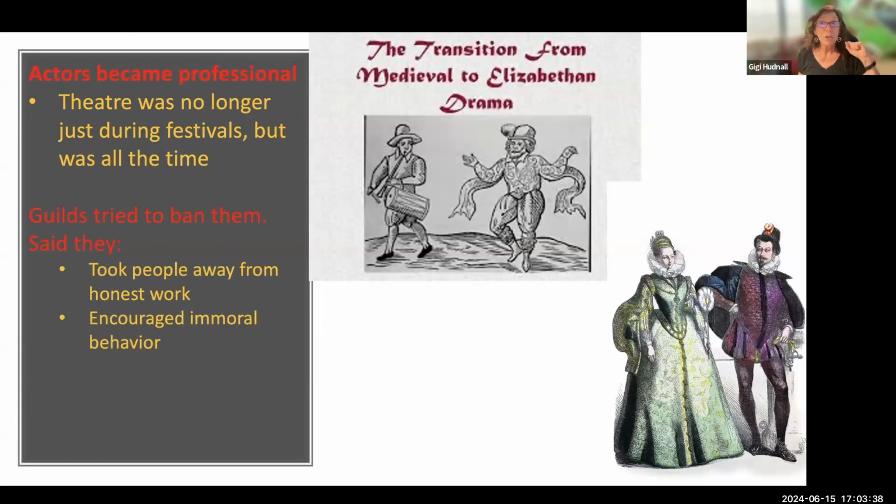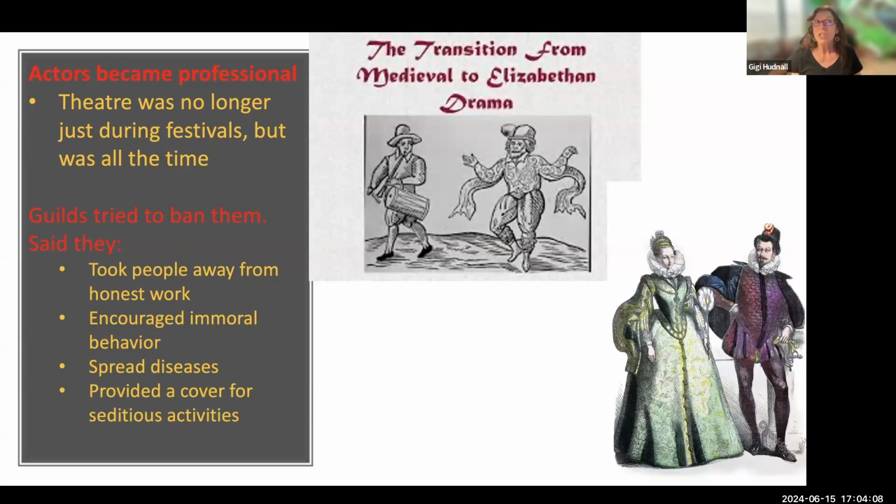They said that theater tried to encourage immoral behavior. Theater spread diseases. I'm not sure exactly how, but theater spread diseases. Maybe, like we learned in COVID, everybody getting together in a confined space, but they didn't try to outlaw sports events. So I don't know, the theater spread diseases. And that it provided a cover for seditious activities.